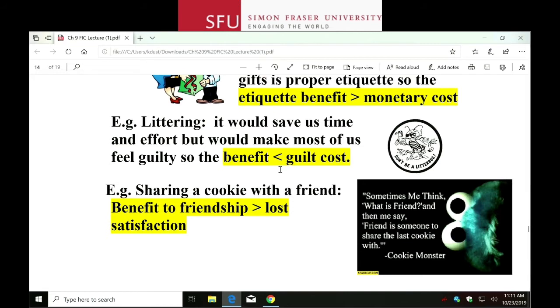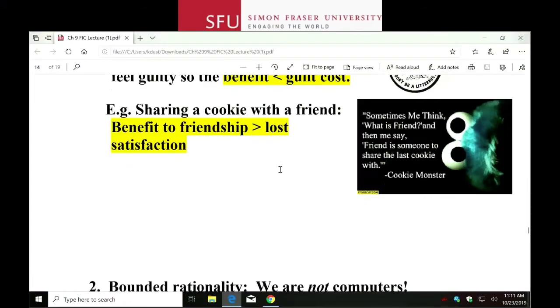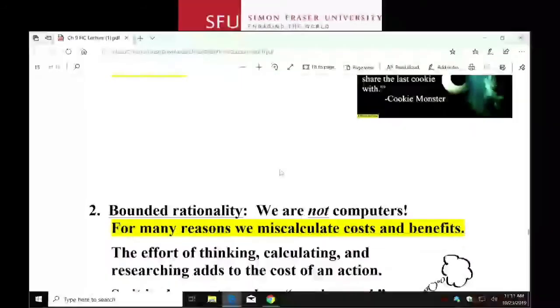Okay, so we're going through examples then of when people do something even when it's costing them money. And so the idea is that there's some other kind of benefit that we're getting that justifies that monetary cost. All right. Next one.